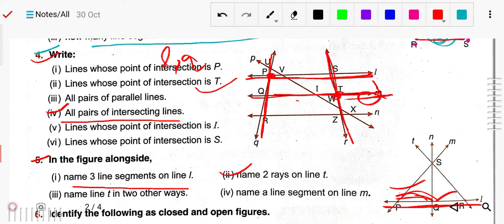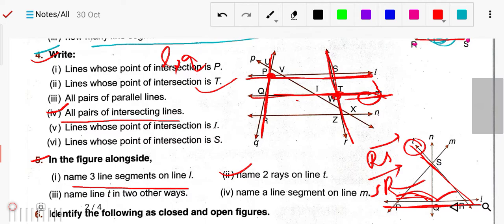So these are the 3 lines you can write. Same, name 2 rays on the line T. Where is the line T? This is the line T. So for 2 rays you can write RS, or SR. Because on RS or SR both sides have the arrow, you can write RS likewise or SR. So likewise you can write the answer.